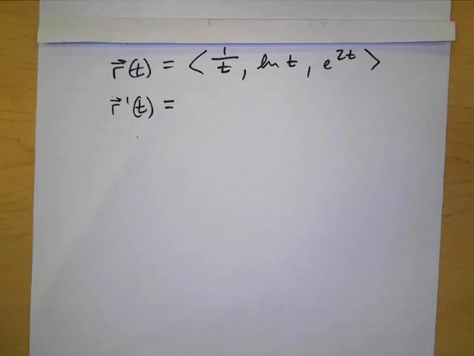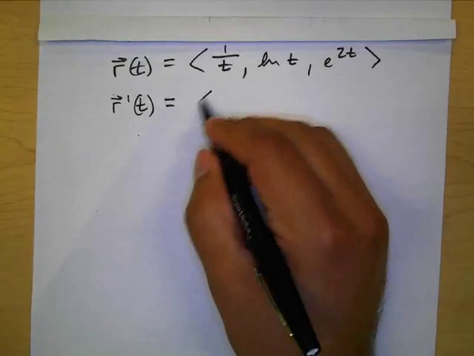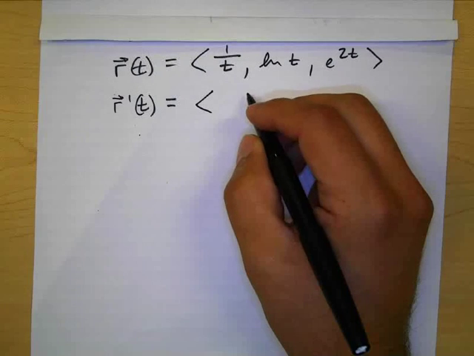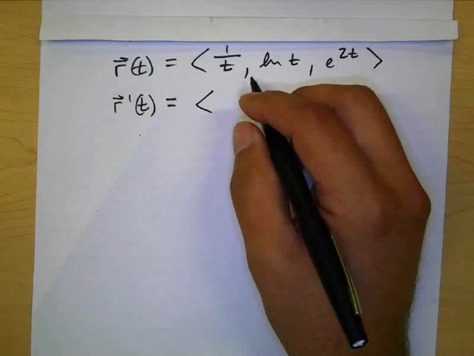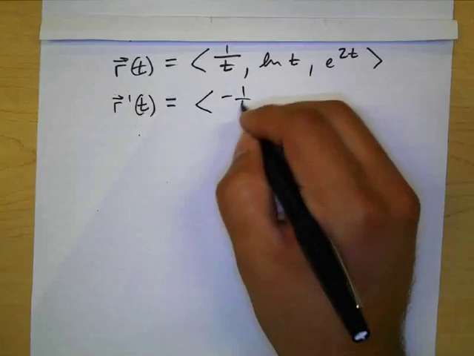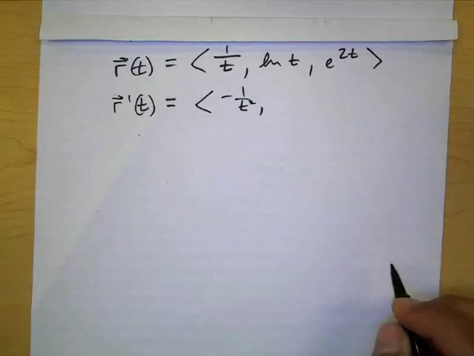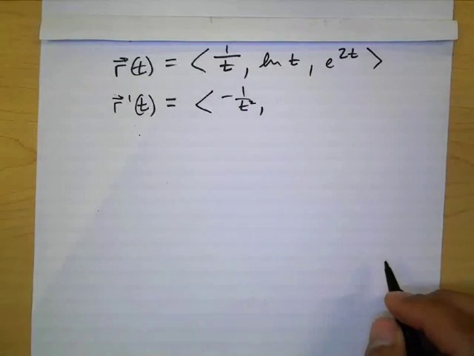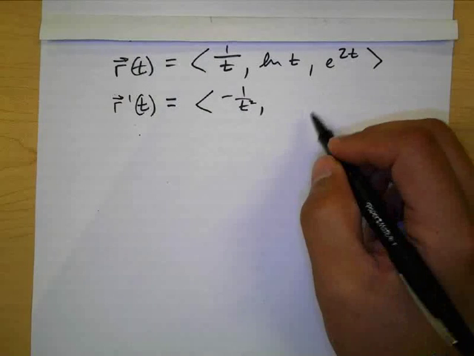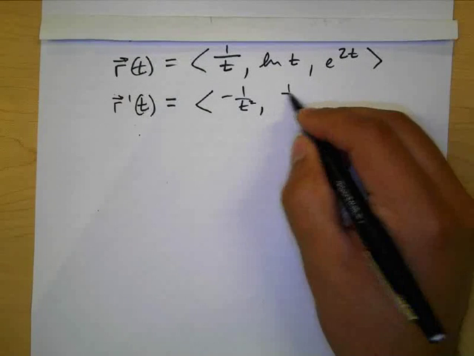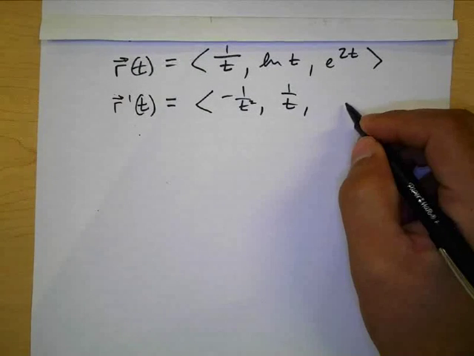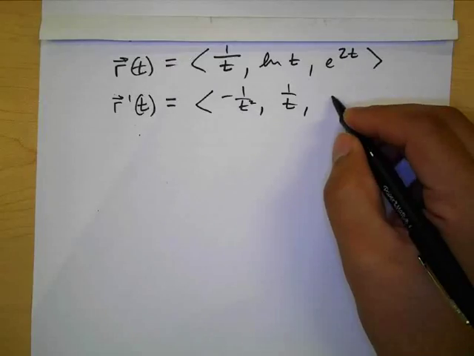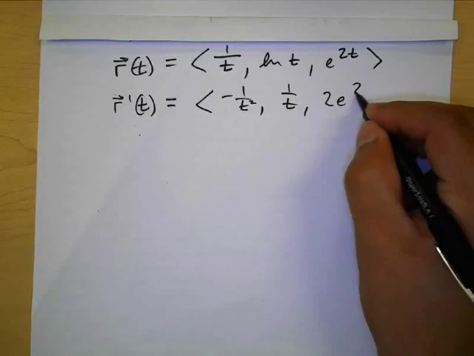What is the derivative of this vector valued function going to give us? 1 over t squared. So close. Negative 1 over t squared. And what's the next component? 1 over t. And 2e to the 2t.